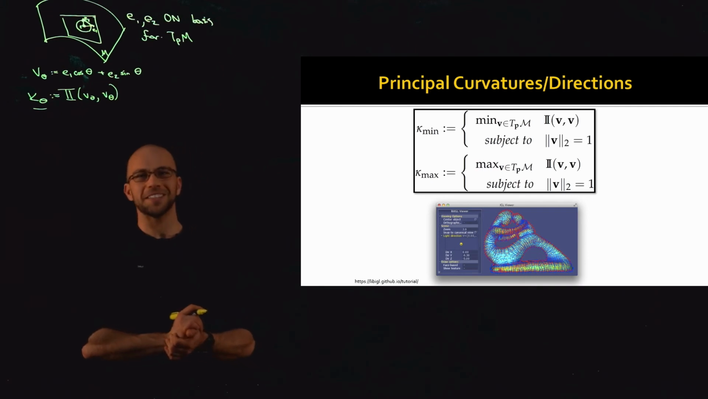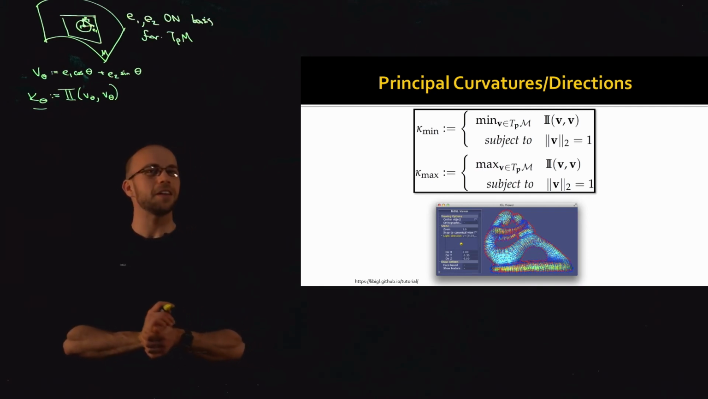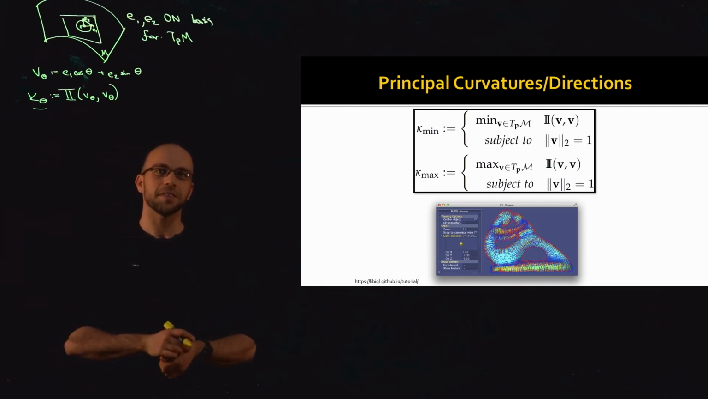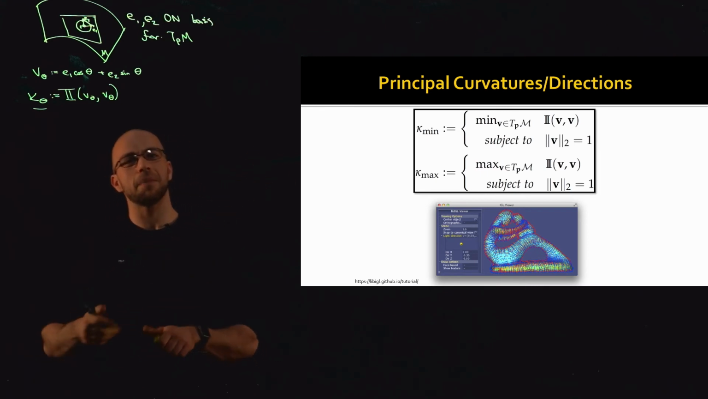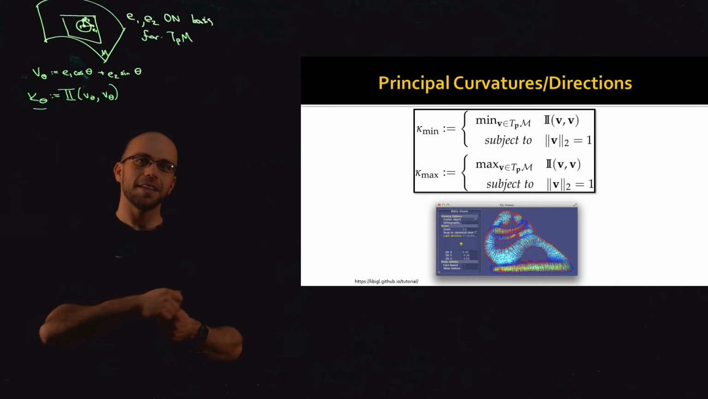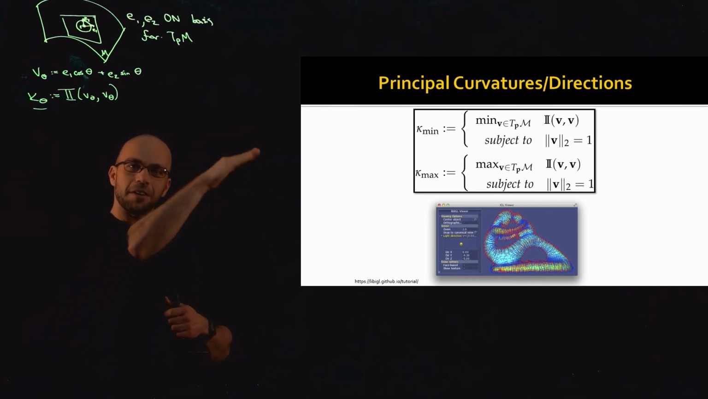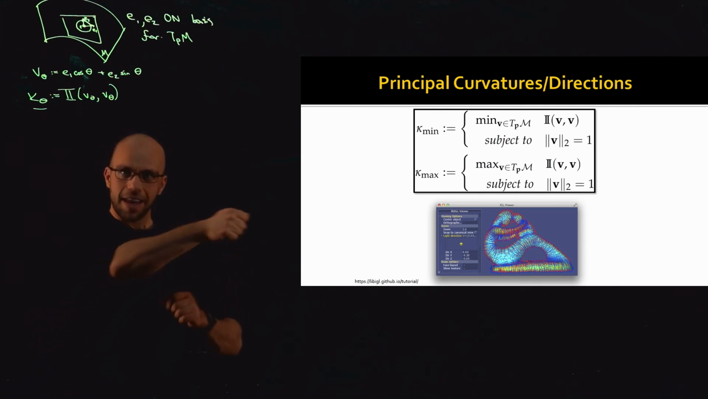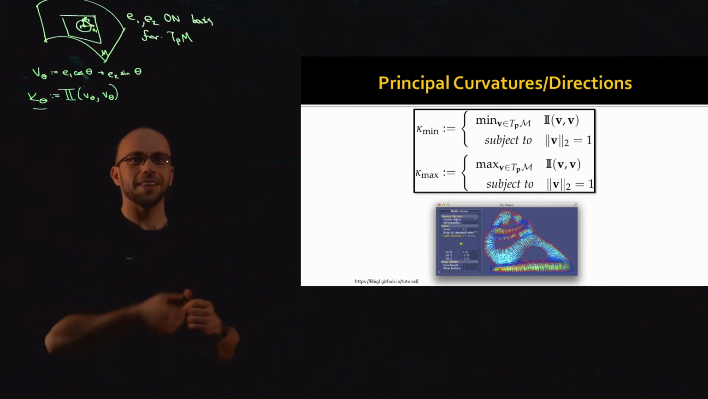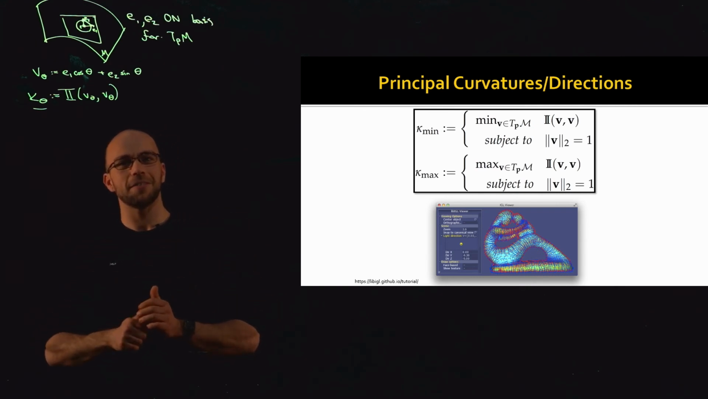They're called principal directions, and their associated curvatures are called principal curvatures. So these are defined on the slide here, right? We have kappa min and kappa max, where essentially these are the surface curvatures that are minimized and maximized in any unit tangent direction, right? That's what this optimization problem is trying to do.